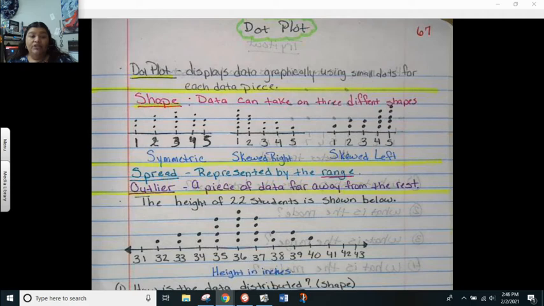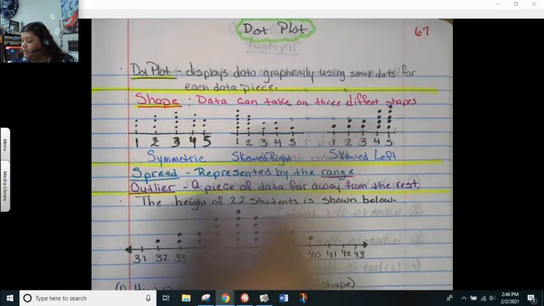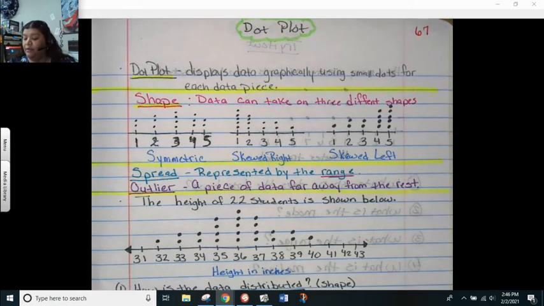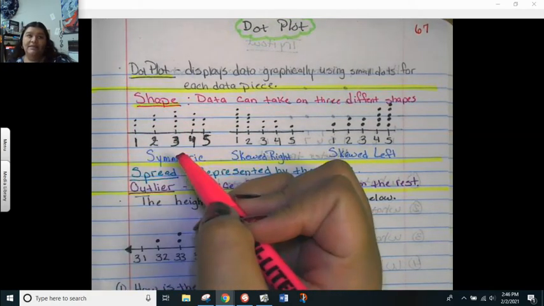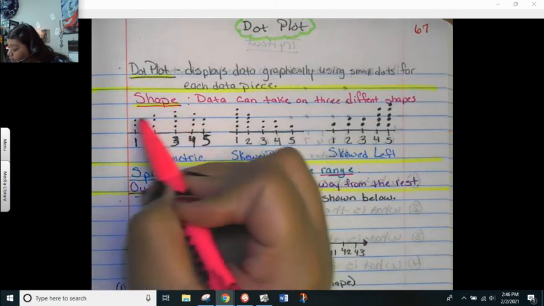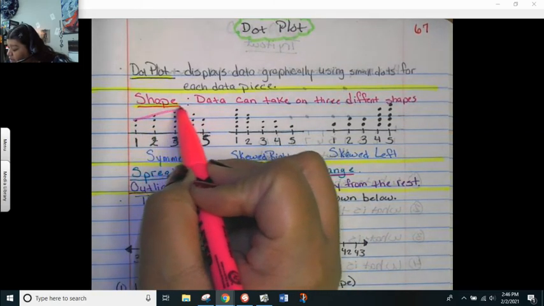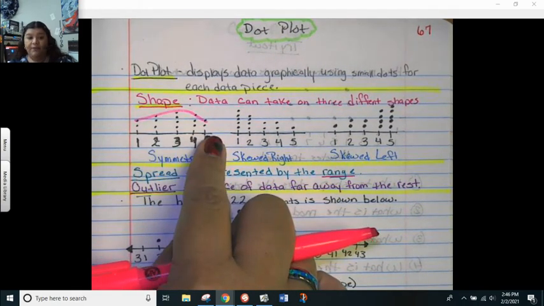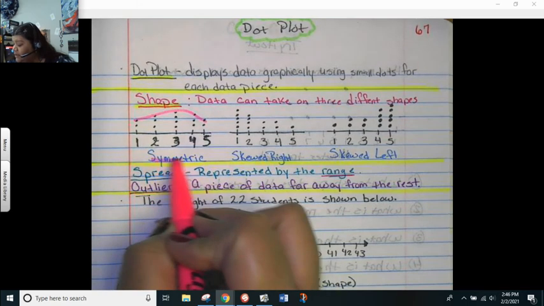So there's three kinds of shapes that the graph can have. Okay, so the data can take on three different shapes. One is what we call symmetrical. Now, for it to look symmetrical, let me get my highlighter here. I'm going to draw a line on the top of each dot. Okay, now when you have this on a test, everything's going to be nice and equal. So if I go to the dots, connect the top dots, kind of makes a nice little hill. That is what we call symmetric.